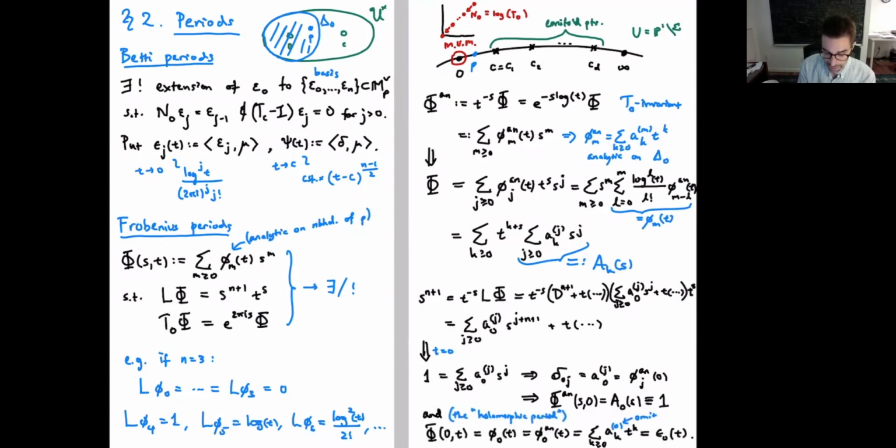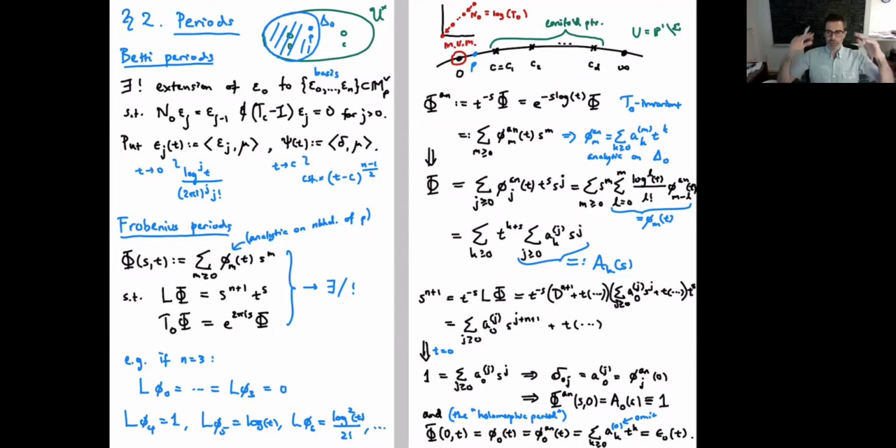And finally, we have for the 0th Frobenius period, that's phi of 0 comma t. That's the same as phi 0 analytic and is this sum, which is really just the same as our original 0th Betti period. So overall, the picture here is that the 0th Betti and Frobenius periods are the same. That's something analytic at the origin.